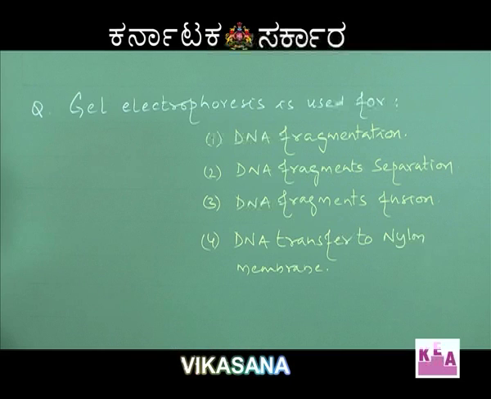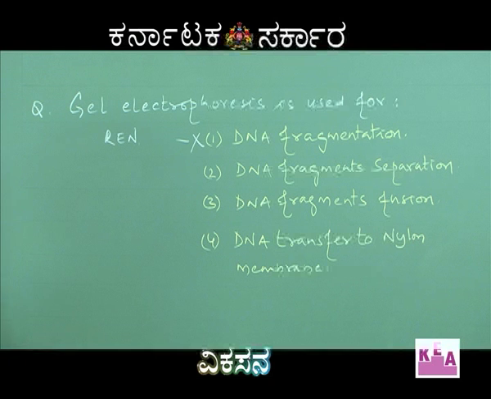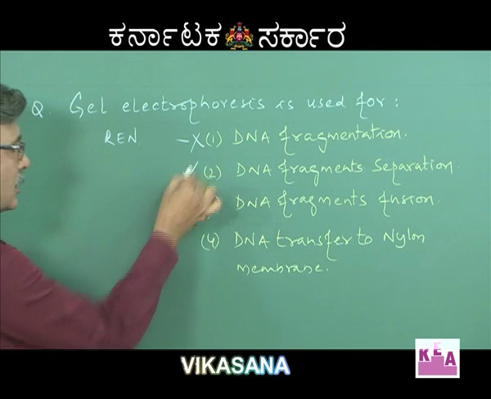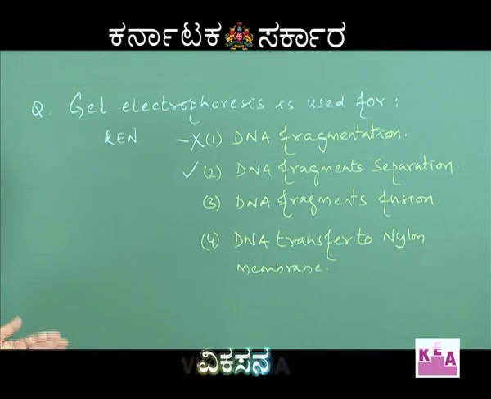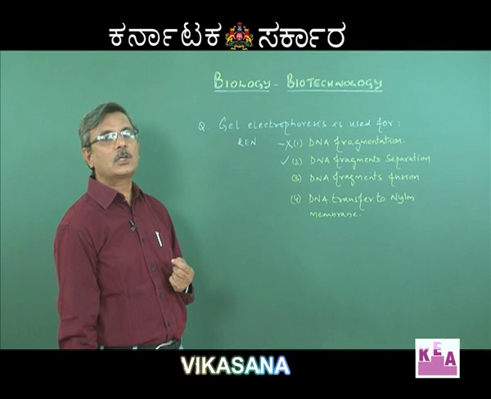So, with this we look into the options. DNA fragmentation. DNA fragmentation is nothing but DNA digestion, and for this we are going to use restriction endonuclease enzymes or restriction enzymes. Thereby this is not our option. This option is not correct. Second, DNA fragments separation. Yes, this is our answer. Option 2 is the answer. Here we are going to separate the DNA fragments on the basis of their molecular weight. The smaller the length of DNA, the lesser is the molecular weight, and the greater the distance it is going to cover in that duration of time.